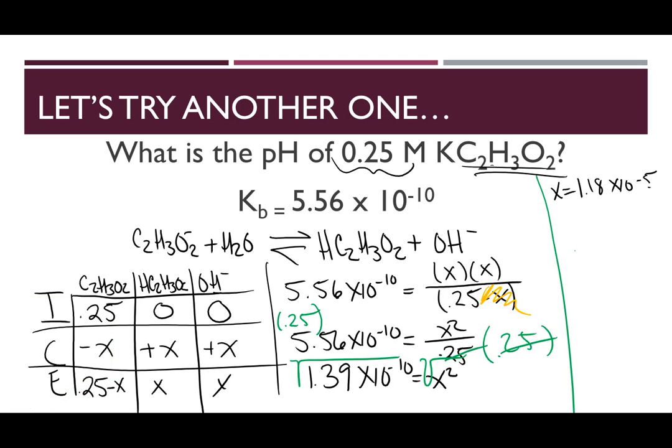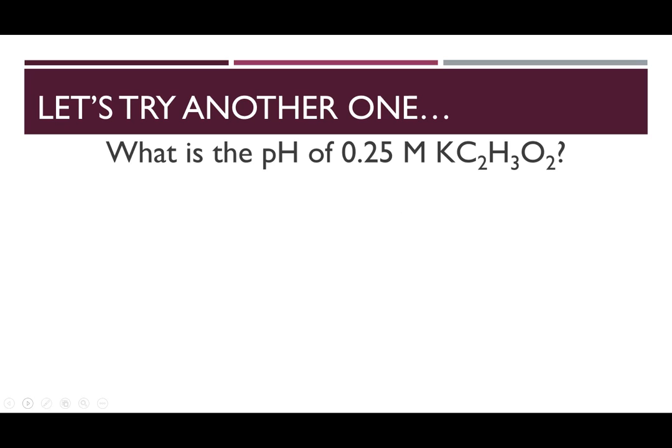Let me go ahead and validate this really quickly. So 1.18 times 10 to the negative fifth divided by 0.25 times 100 to make it a percentage. So again, this equals 0.005%. So well under that 5% mark. So certainly is valid. Okay. Again, what is X? X is the concentration of hydroxide at equilibrium. So that's what we're going to use to ultimately get to pH.